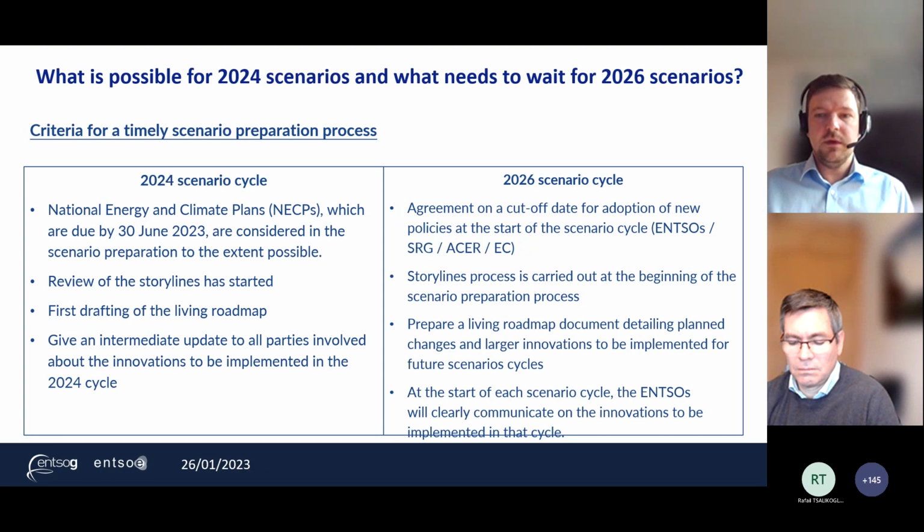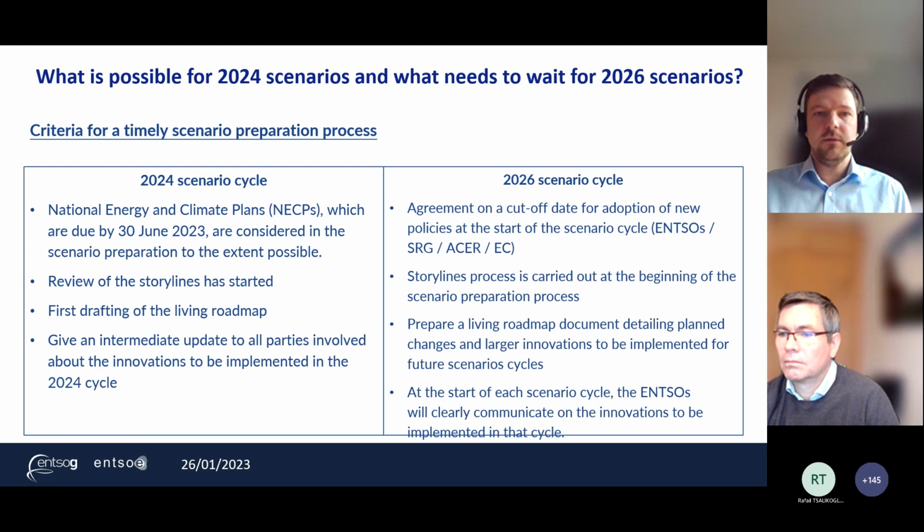Furthermore, we can give an intermediate update to all parties involved about the innovations to be implemented in the 2024 cycle. We worked a lot on the innovations, so what should we introduce, what new elements, where we can improve. We had quite a long list of topics. We are currently testing if it works, if we have the data, if the model works, etc. So we are at the point soon where we can say, okay, these innovations are working for the 2024 cycle, and other innovations then unfortunately need to wait for the 2026 cycle.